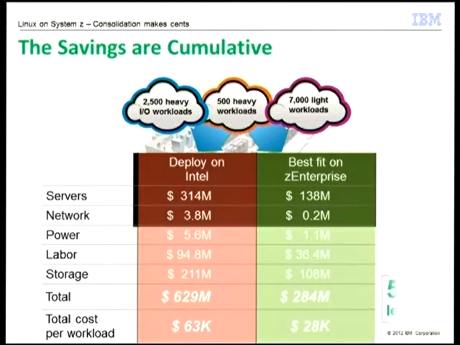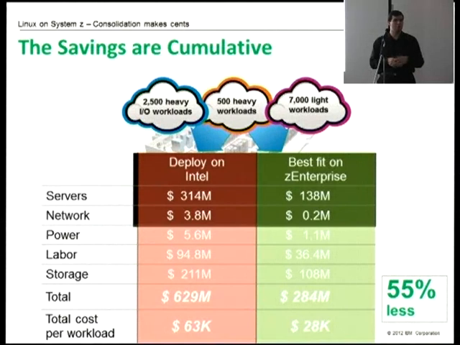And the savings, of course, can be dramatic, especially like the network. You have to wire up those 1,600 servers together, while basically on the mainframe you just connect a few boxes together, and that's where you get over 90% savings.